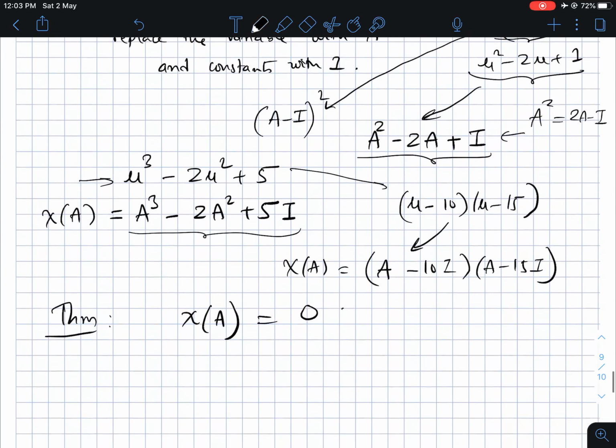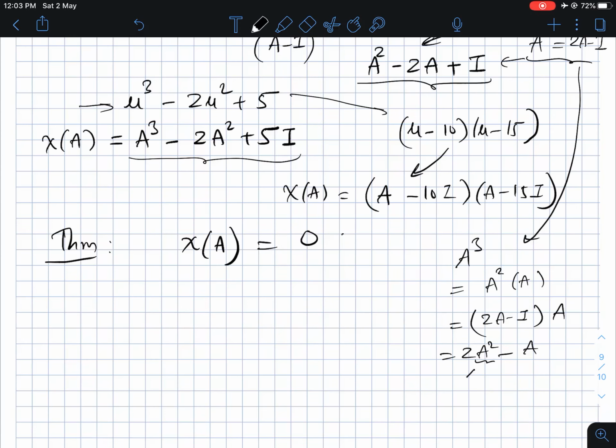So, for example, if I have to find A cube here, well, what will I do? I'll write A cube as A square times A, and A square itself will be 2A minus I, times A, I'll get 2A square minus A.